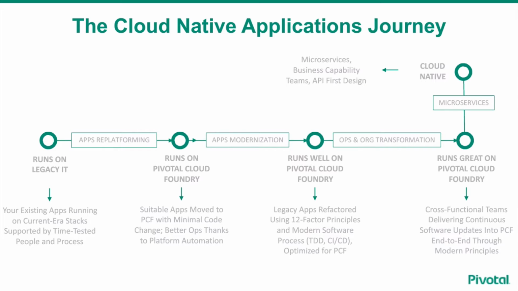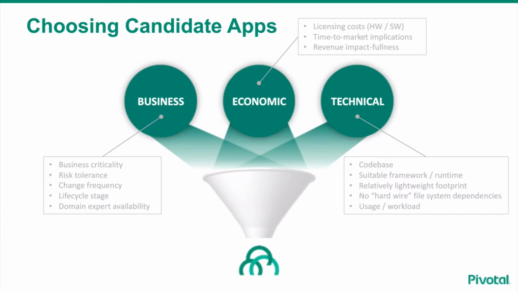So at a high level, that's what it looks like. How do you choose candidate applications? Rohit and I hear all the time that choosing those applications is very difficult. You've got business factors to consider, you've got the cost, you've got technical factors to consider. It's not simple. You've got to look for what's business critical. How much risk can you afford to take? How often do these applications change? Do you have the right sort of people to work on them? What are the licensing costs? How much is that going to inhibit your time to market? And then, of course, on the technical side, we're going to be covering that in more detail in coming slides, so I won't spend too much time on it now.